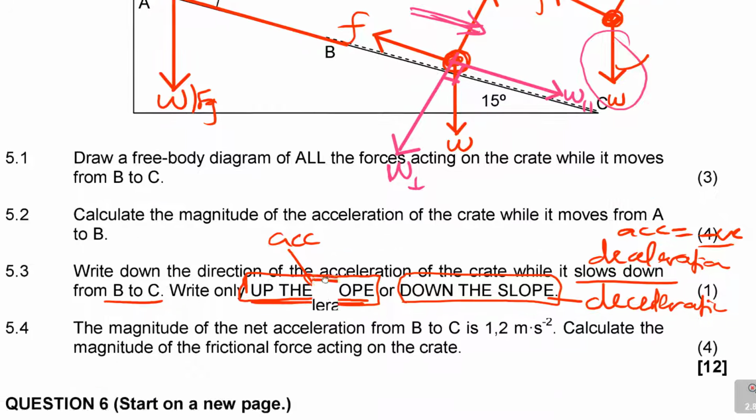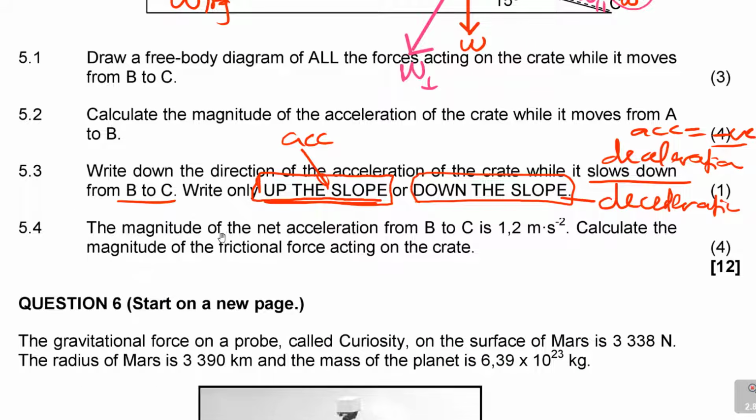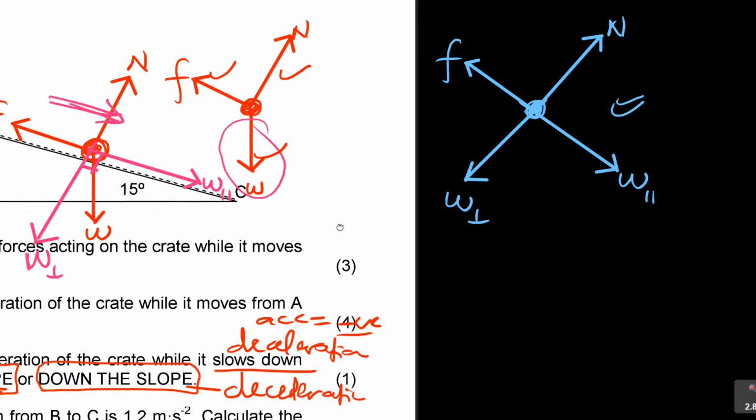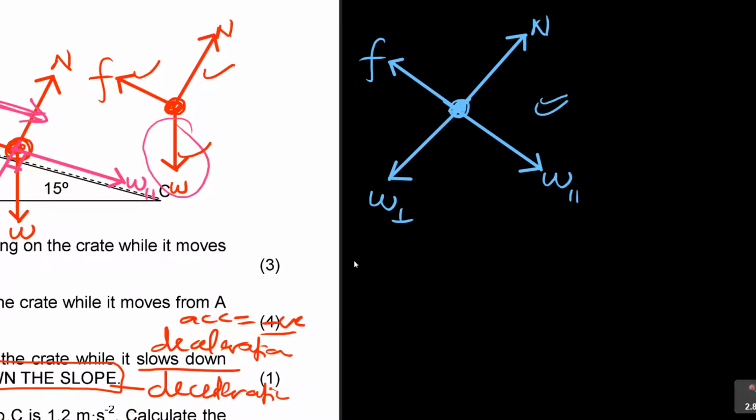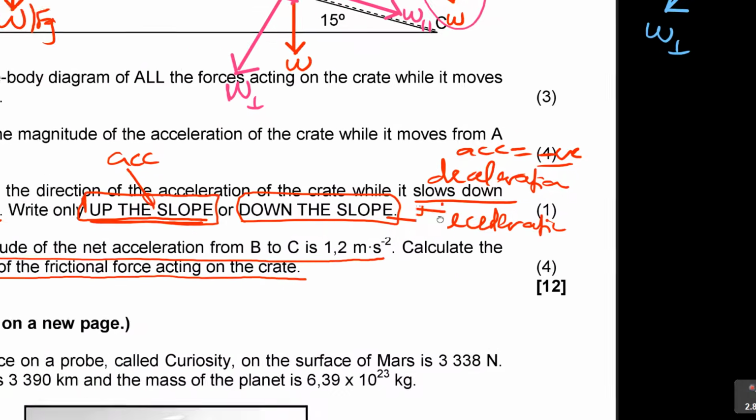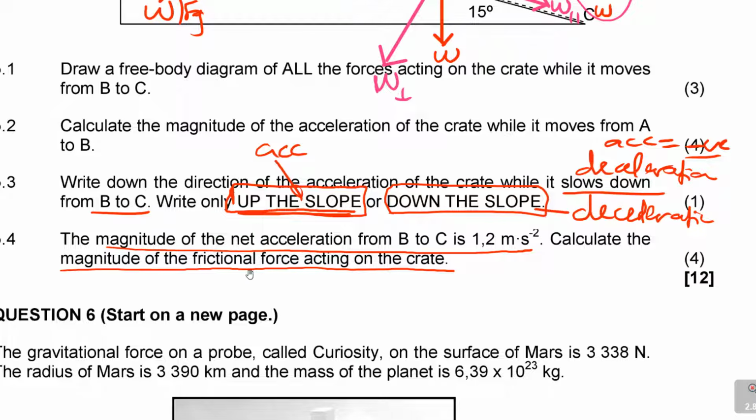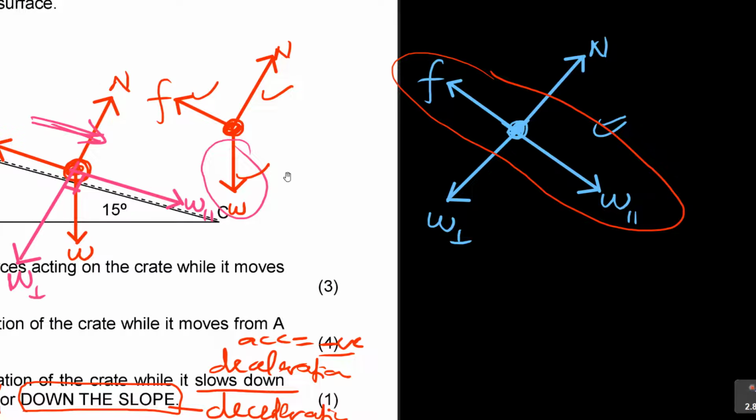Now the last question here says the magnitude of the net acceleration from B to C is 1,2 meters per second squared. Calculate the magnitude of the frictional force acting on the crate. Now they are at B to C, and this is the diagram I prefer, and we are focusing on this. Are you with me? They want us to calculate the magnitude of the frictional force acting on the crate. You see, that's why you have frictional force.